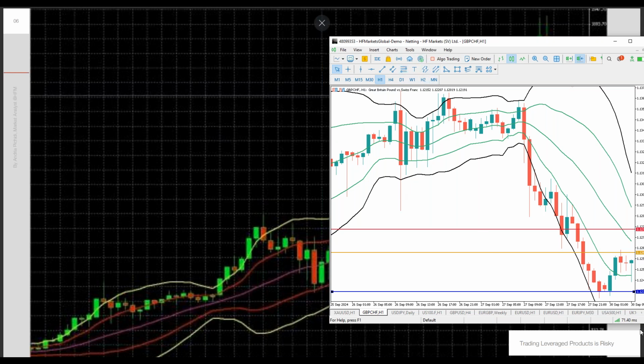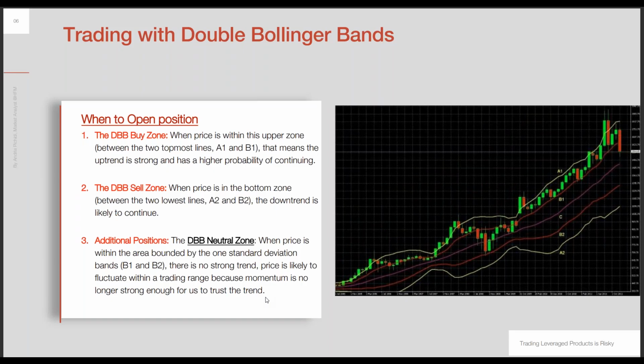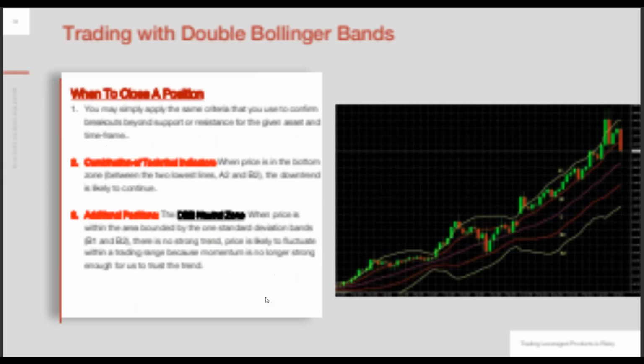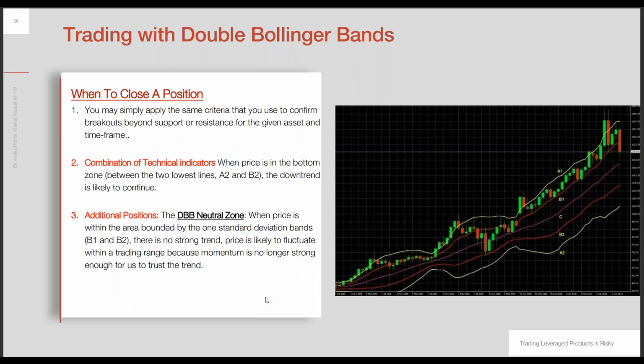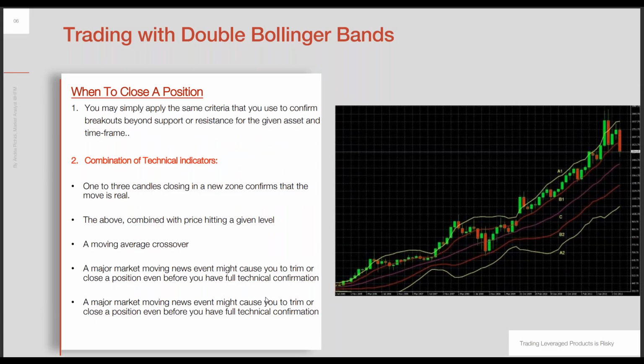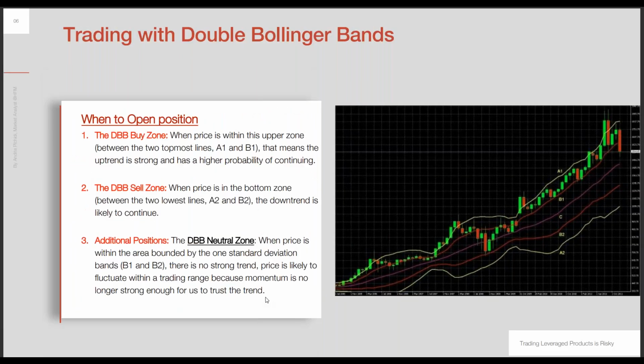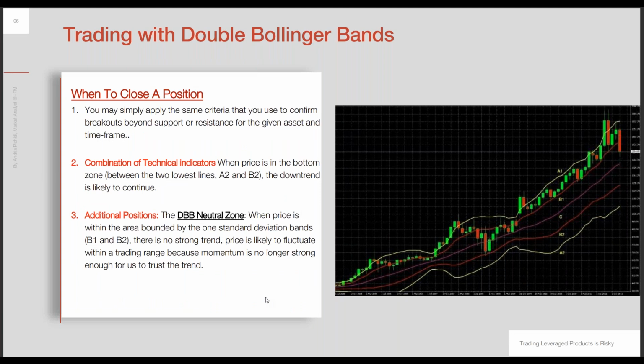So it's not so powerful anyway for a ranging market. There's no momentum, lack of trend, as I said, so it's not wise to trust the neutral zone. When you want to close a position, as I said, you might have your own exit strategies.